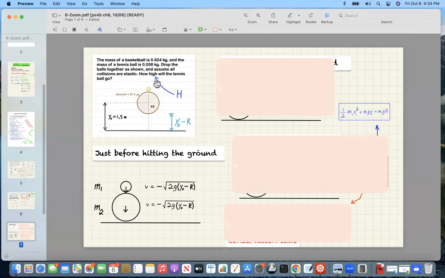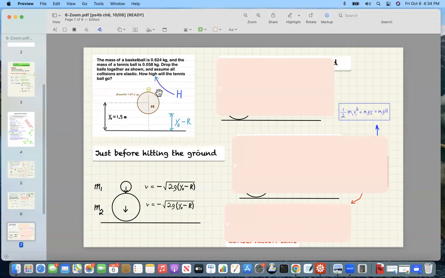But if you drop them together like this, with the basketball below the tennis ball, when they hit the ground, the tennis ball will go shooting up much higher than the initial height. There's a demonstration of this on YouTube, and it's mentioned in the problem statement. You can watch the demonstration. Well, let's see if we can analyze this.